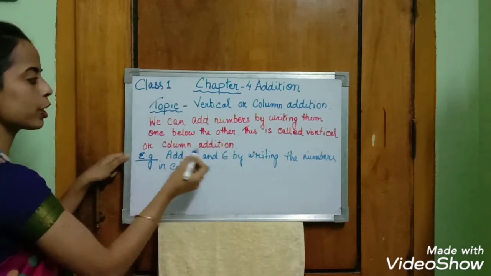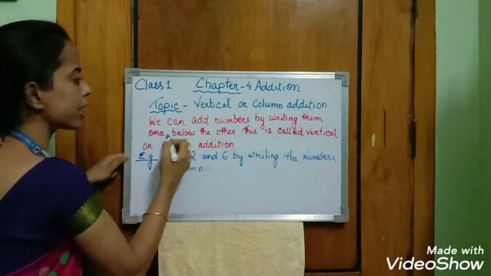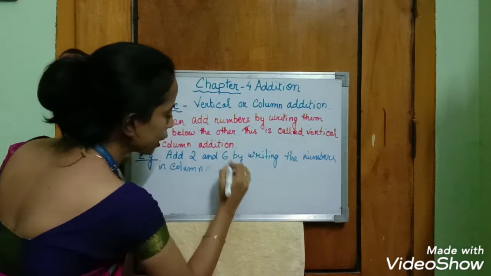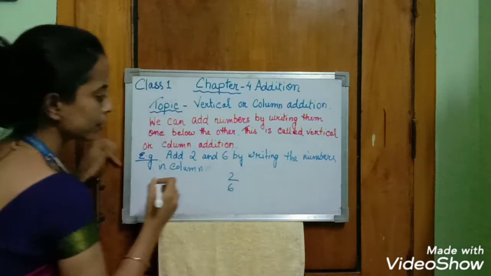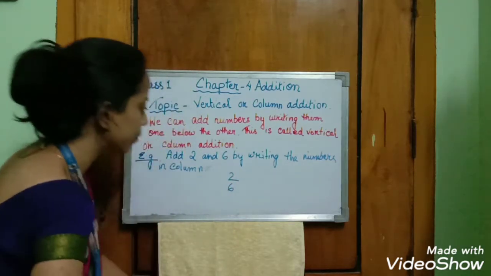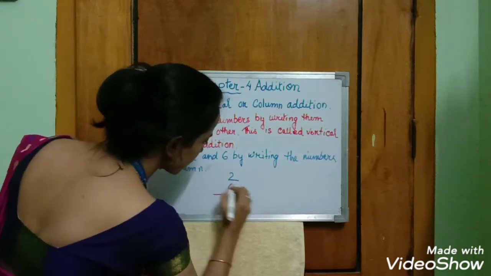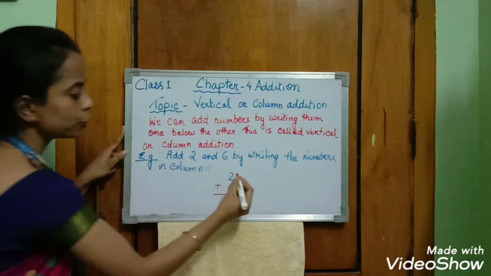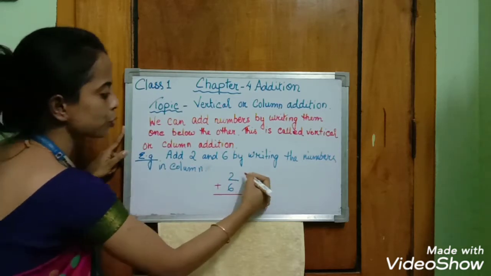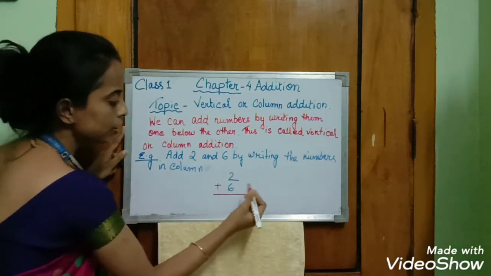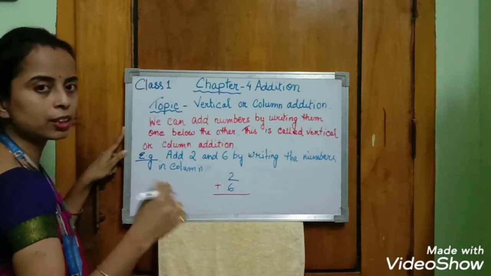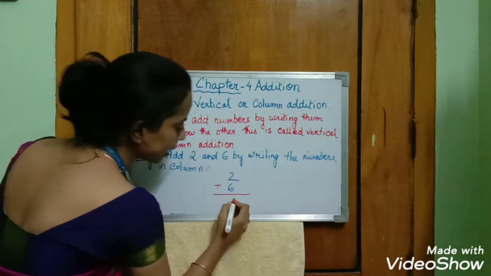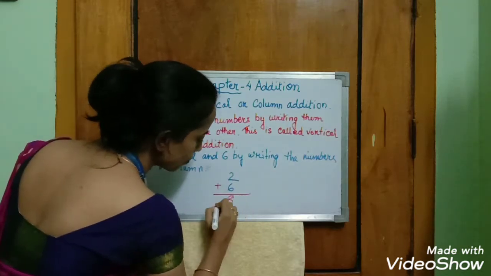So in column addition, we add numbers by writing them one below the other. First we will write 2, then below 2 we will write 6. Then we will put here the addition symbol, that is plus. Now we will add it up. 2 plus 6. Suppose you have 2 apples. Your mother gave you 6 apples more. What is the total number of apples with you in all? So 2 plus 6 comes 8.